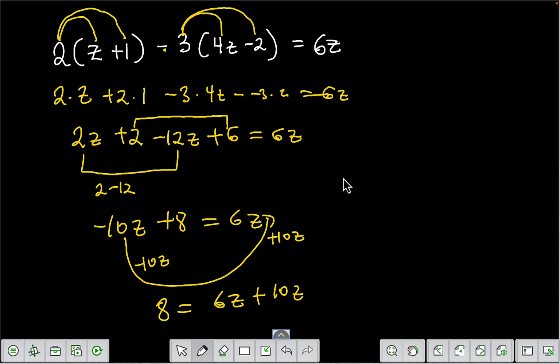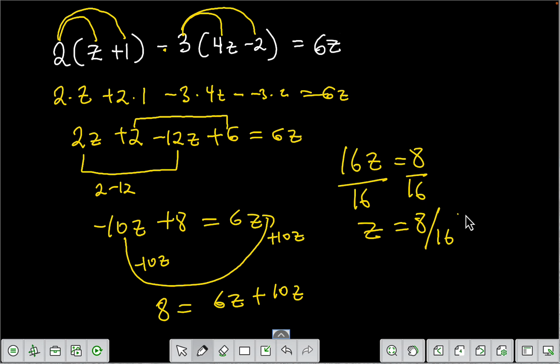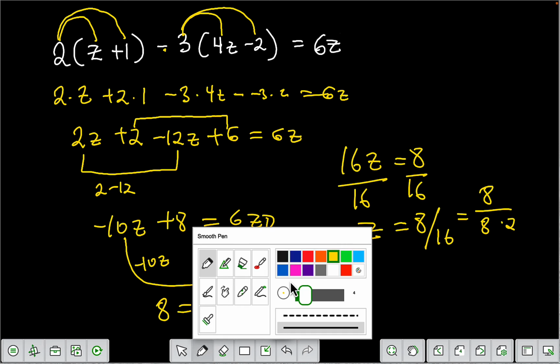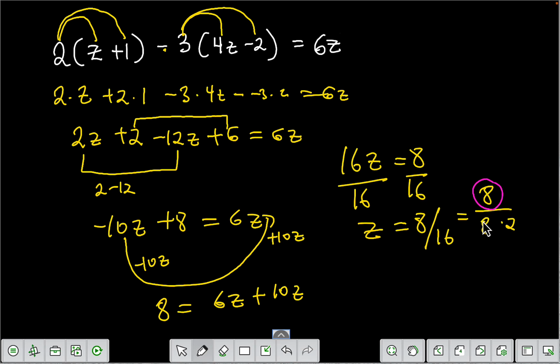And this is now having these like terms on one side of equality, we can add them. 6 plus 10 is 16, so 16z equals 8. And so we divide by 16, z is equal to 8 over 16, and 16 is the same as 8 times 2. So here 8 can cancel 8, and so z is equal to 1 over 2.